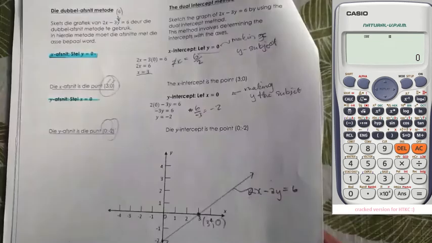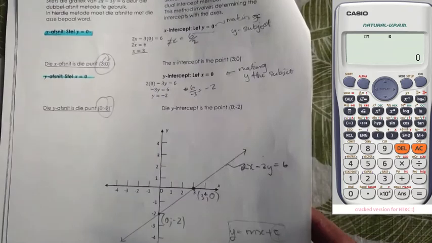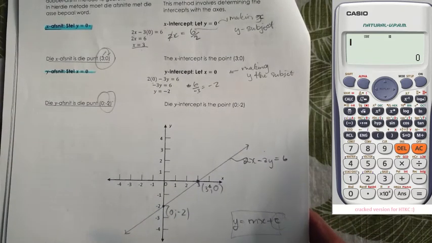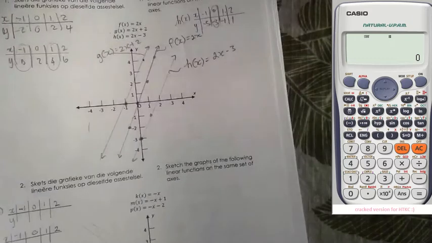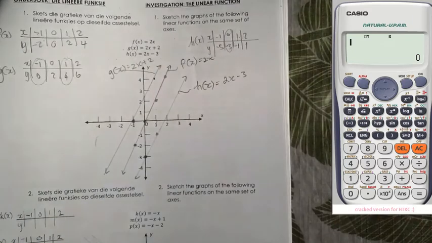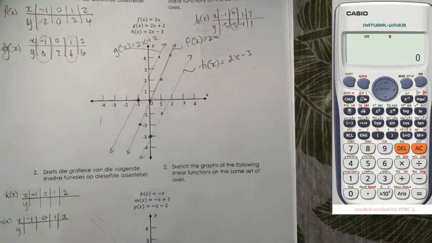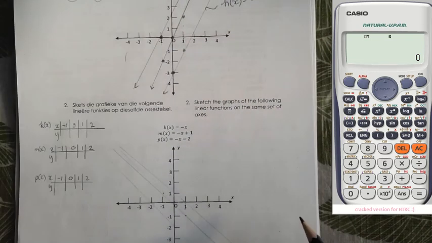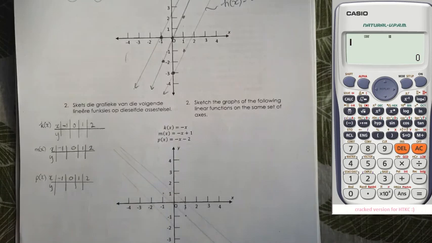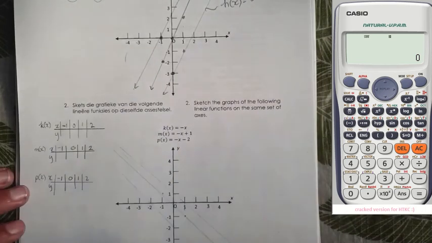However, that is a little bit difficult once we are doing one that doesn't have a Y intercept. So we did also the linear function, and then for homework I asked you to complete number 2. Sketch the graphs of the following linear functions on the same set of axes. That is what we are supposed to do.